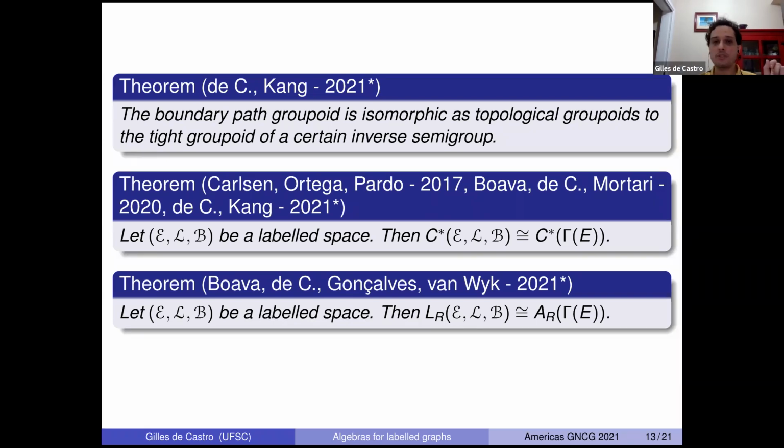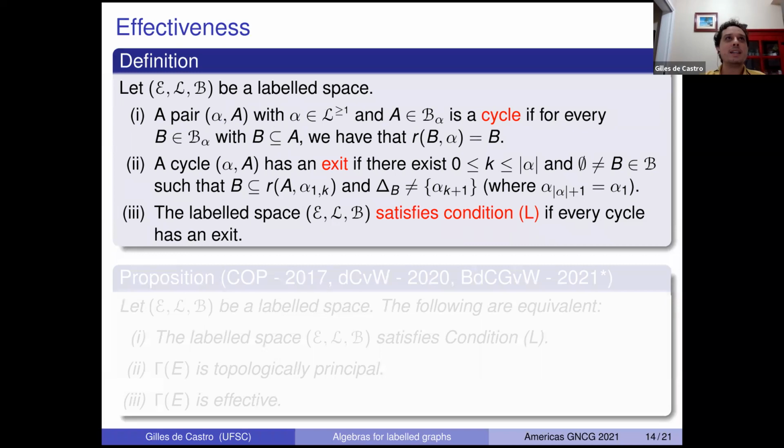But I want to explain briefly the simplicity of these algebras. So for simplicity, since we're dealing with amenable groupoids, what we're looking at is for the groupoid to be effective and minimal, and we can describe these conditions using only properties of the labeled space. In graphs, this condition says that every cycle has an exit. Here it's going to be the same thing, just the definition of cycle is a little bit more complicated, and the definition of exit is a little bit more complicated, but the idea is the same: you have this condition that every cycle has an exit.